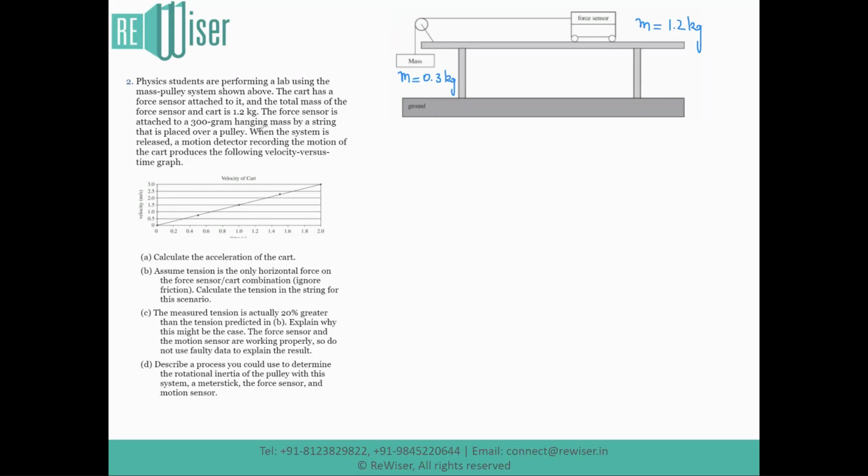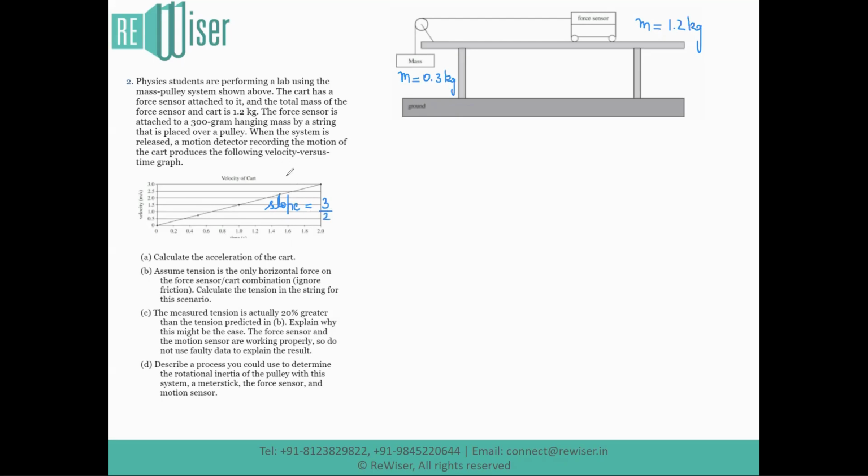When the system is released, a motion detector recording the motion of the cart produces the following velocity versus time graph. Here, from the shape of the velocity versus time graph, it is evident that the points plotted on the graph have a positive linear slope, and the value of this slope is found by taking 2 points as this and this, giving us the expression 3 by 2.